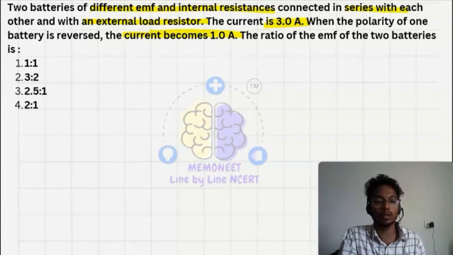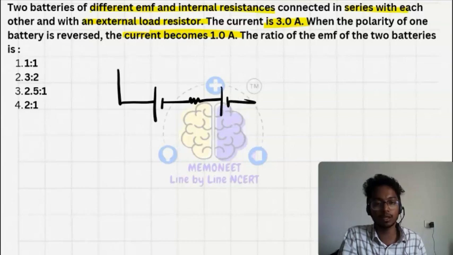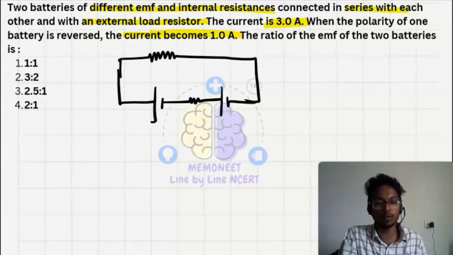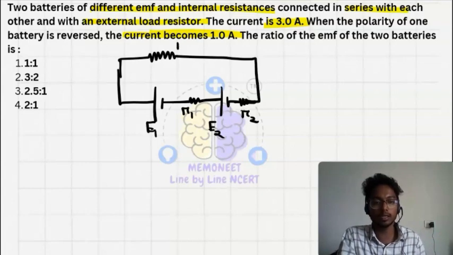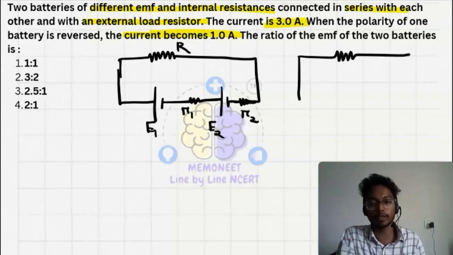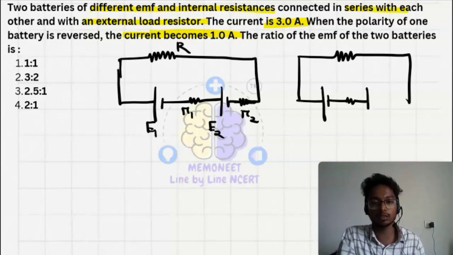So let's say we have two batteries in this setup, and we have a load resistor here. This is E1, this is E2, with internal resistances R1, R2, and here it is capital R. When the polarity of one battery is reversed, we have here E1, another E2 with its internal resistance.